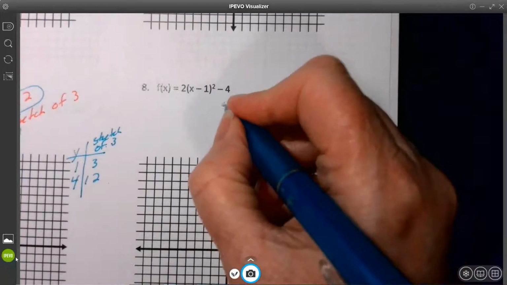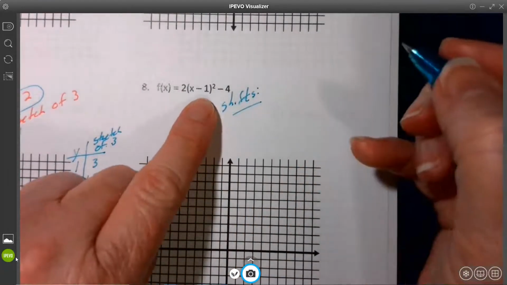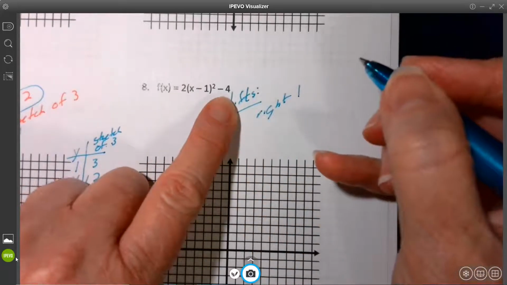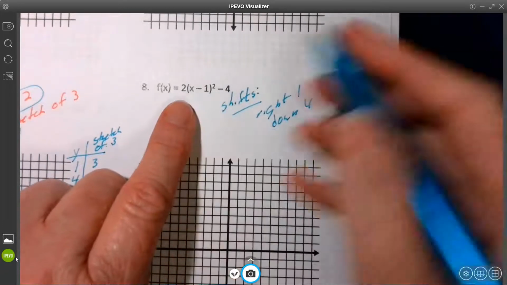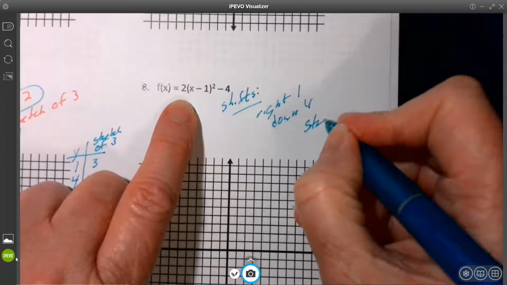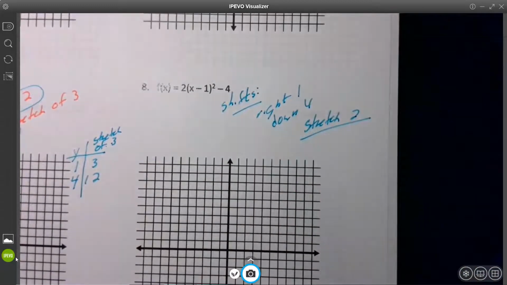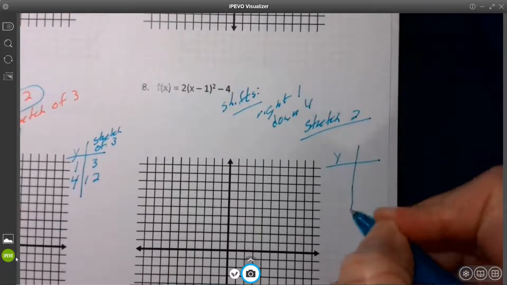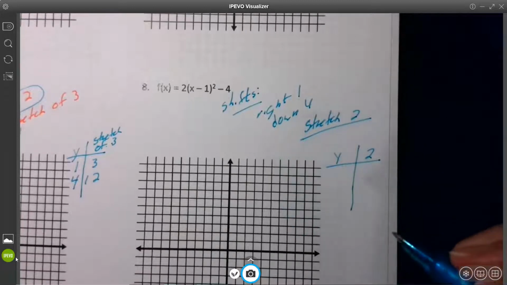Let's write down our shifts. Okay, how does this shift? Right 1. And what about this shift? Down 4. But we also have a stretch of 2. Okay, stretch of 2. So that means I'm going to have this little table right over here. And I'm going to do my stretches in just, not my stretches. We're going to stretch this parabola.